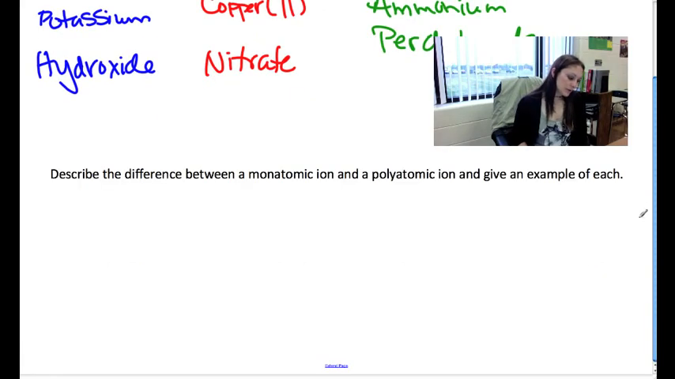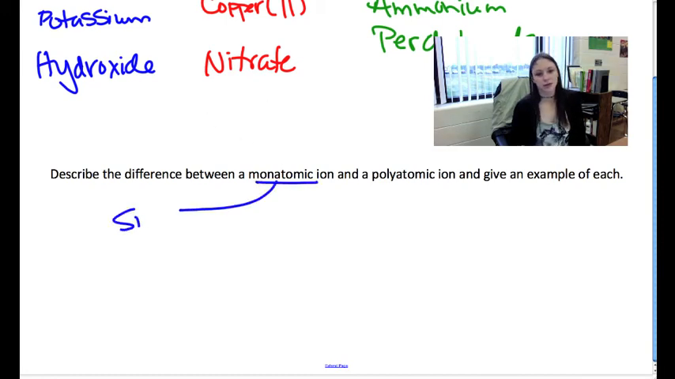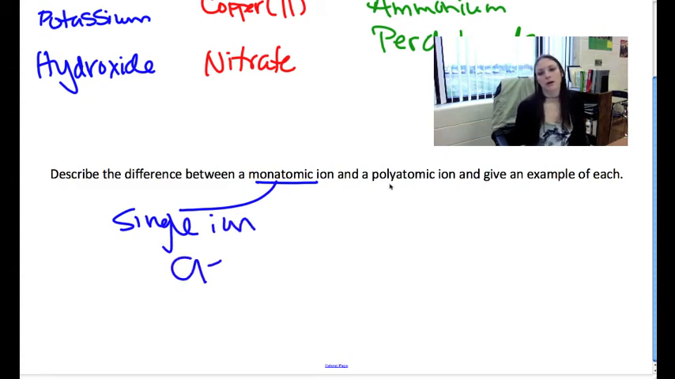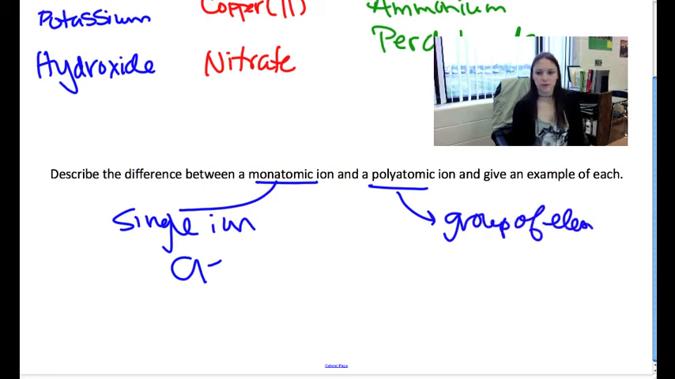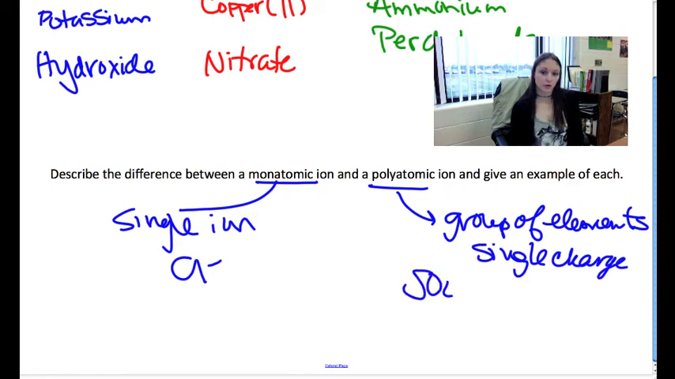So let's look at now the difference between a monatomic ion and a polyatomic ion. Okay, mono meaning 1, so it's a single ion. Something like Cl minus. Polyatomic ion is a group of elements, okay, with a single charge. I have something like SO4 2 minus.